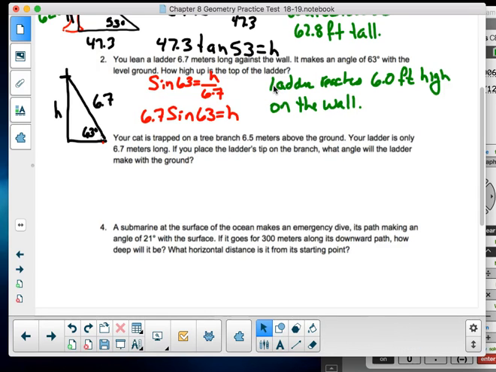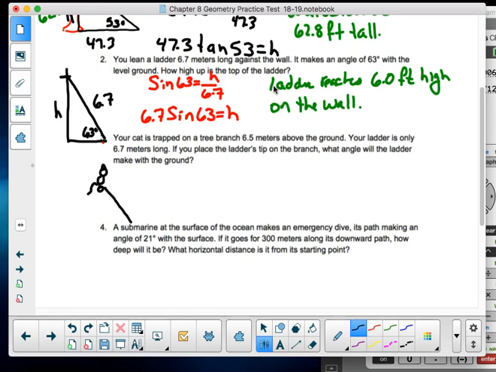Okay. Now your cat is trapped on a tree branch 6.5 meters above the ground. Your ladder is only 6.7 meters long. If you place the ladder's tip on the branch, what angle would the ladder make with the ground? So you're going to be a daredevil to save your cat. Let's get Kitty here. This is Kitty. This is Kitty's body. This is Kitty's tail. This is Kitty on the tree branch, and this is your ladder.